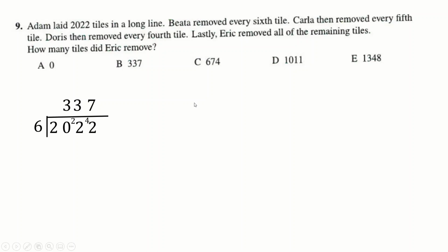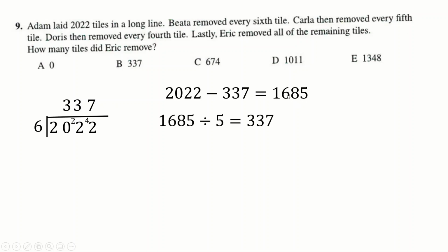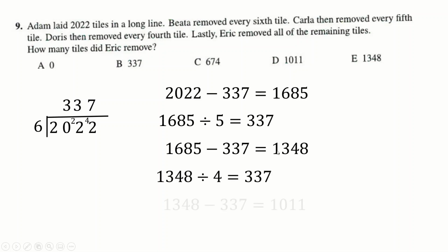And then you remove those 337 tiles to get that number. And then you remove every 5th. So you take this number and divide by 5. Again, a bus stop would be required here, but I couldn't be bothered to do one. That also gives you 337. Which you then take away to find out how many tiles are left, and then you remove every 4th. So you divide by 4, and again you remove it out. And again it gives you this same number, which is very suspicious. The answer is D, by the way.